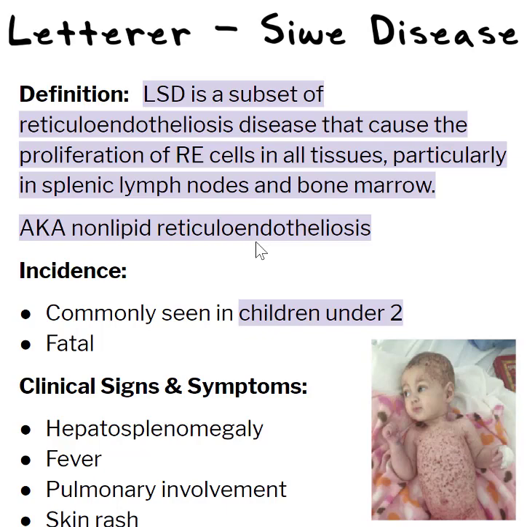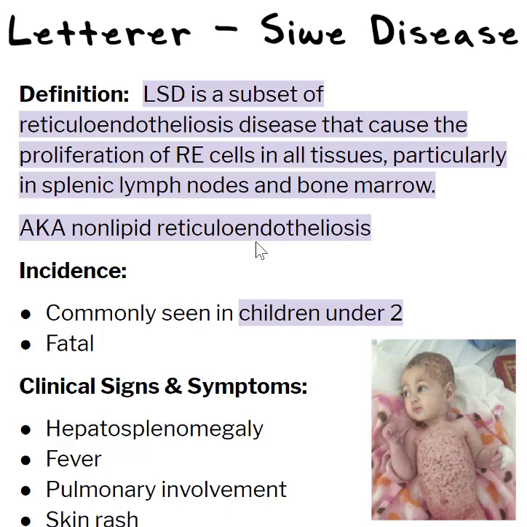This is also known as non-lipid reticuloendotheliosis, which seems really weird because we just talked about reticuloendotheliosis diseases being not only the proliferation of RE cells, but also the lipids that are stored within the phagocytes. This one just happens to be a non-lipid version of these diseases. This is commonly seen in children under the age of 2. So Letterer-Siwe disease presents in children under the age of 2.